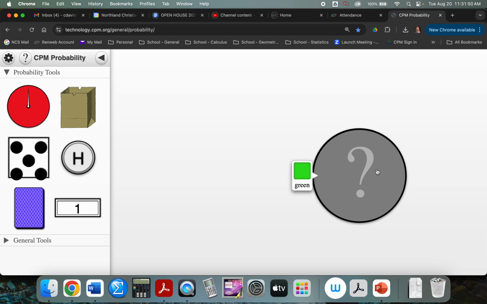So you want to keep track of how many of each color. Let's make sure everybody's on the same page so far. How many purple have we had? 2. How many orange have we had? 3. And how many green? Just 1. All right. Do you feel like you could draw what this looks like right now?